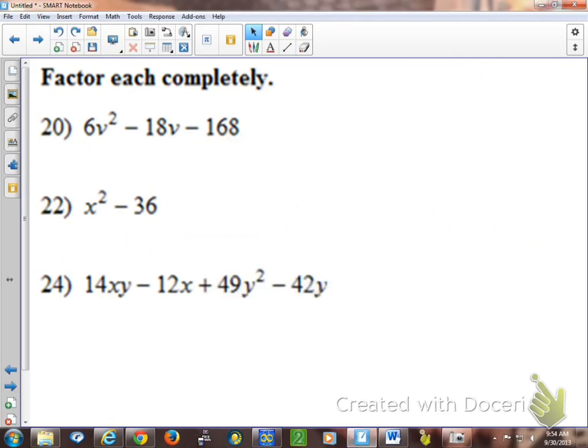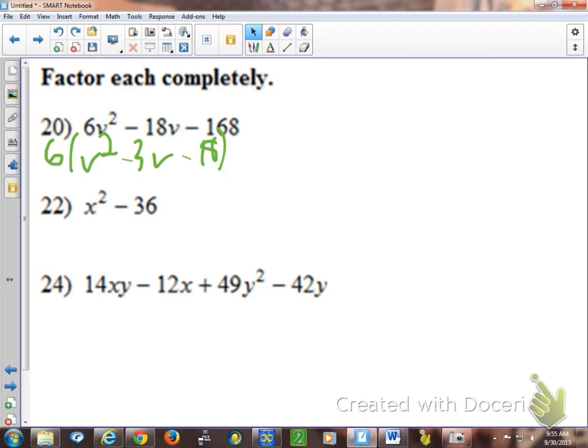What comes out of the first one? A 6. So that'll be 6 times parentheses v squared minus 3v minus 18. Thank you, sir. Now, this is the hard part.